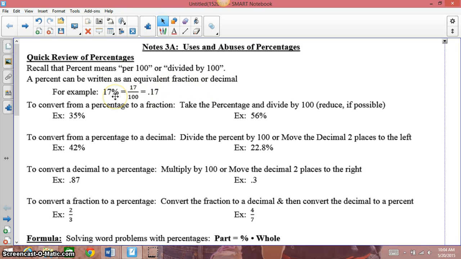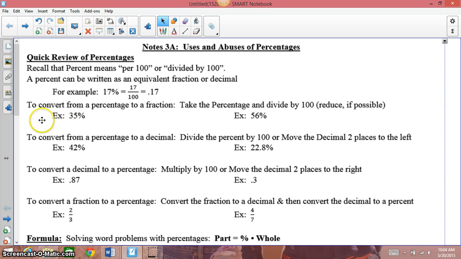So for example, 17% written as a fraction, you always put your percent over 100. You reduce it if you have to. That's the only part I want to talk more about up here. And then if you want to get it to a decimal, just type 17 divided by 100 in your calculator. It'll give you obviously 0.17. I just wanted to point out a calculator button though for this first piece here.